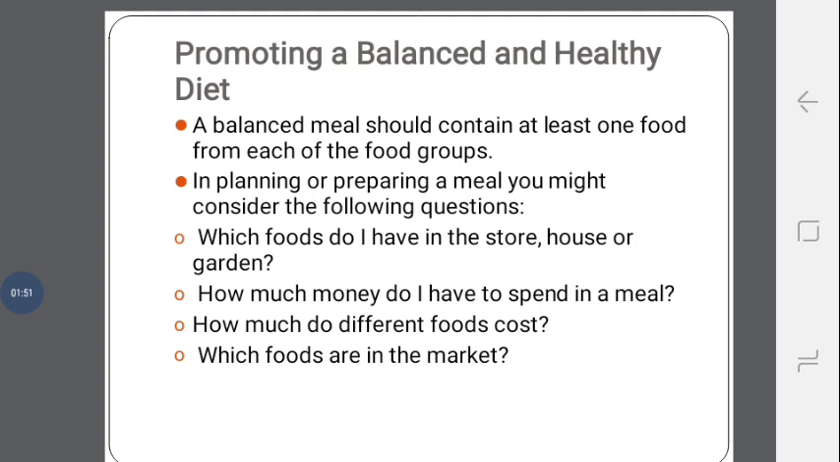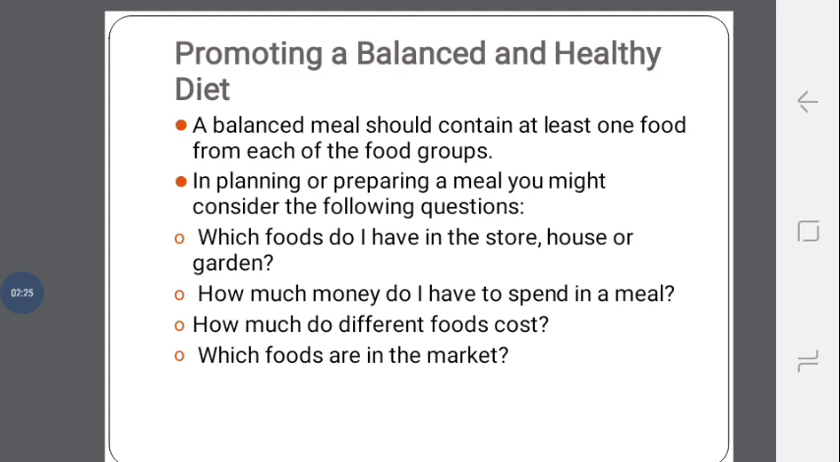Promoting a balanced and healthy diet. A balanced meal should contain at least one food from each of the food groups. As we have seen already, there is no one food which contains all types of nutrients. So for you to have good nutritional status, you need a balanced diet, which is one that contains different types of nutrients. In planning or preparing a meal, you might consider the following questions.